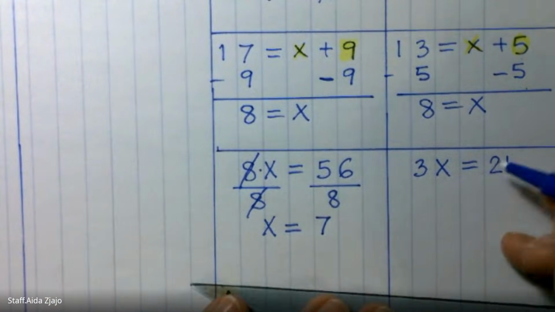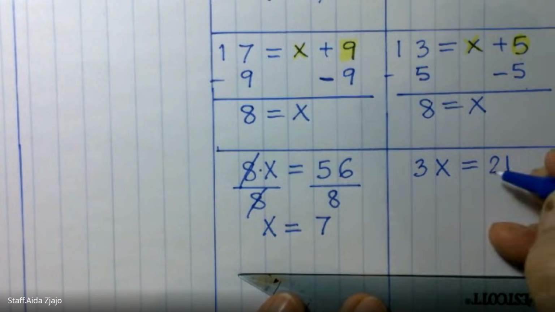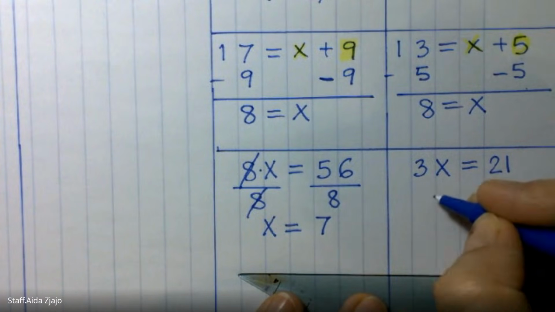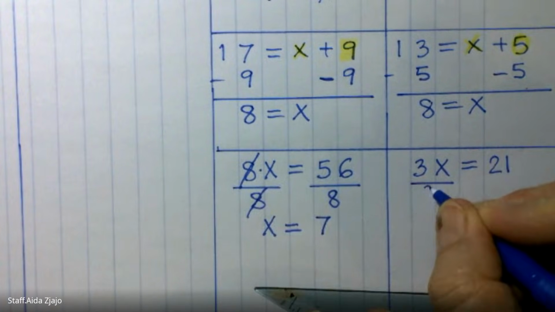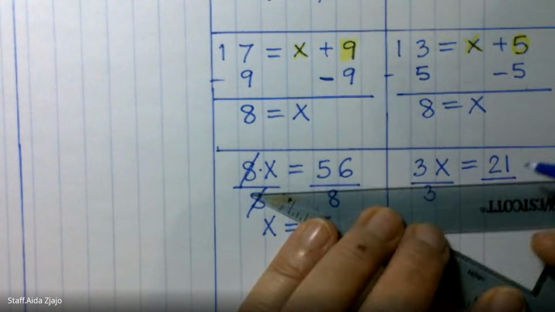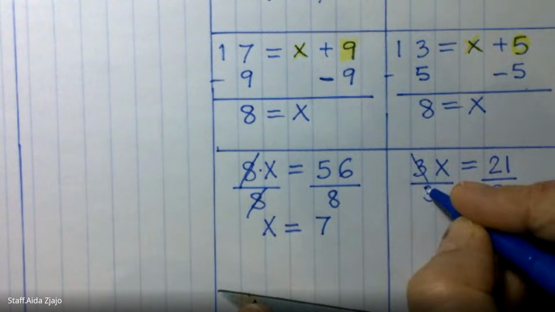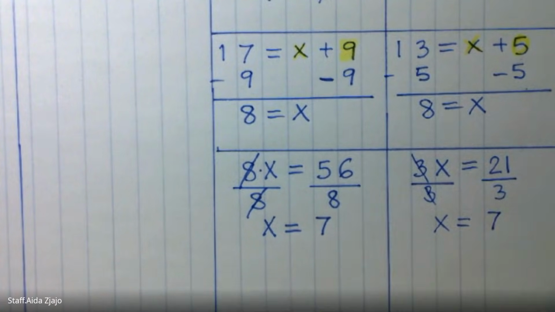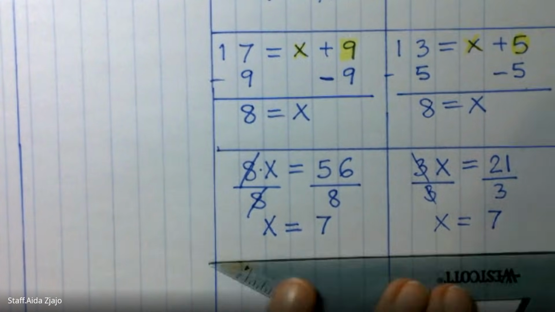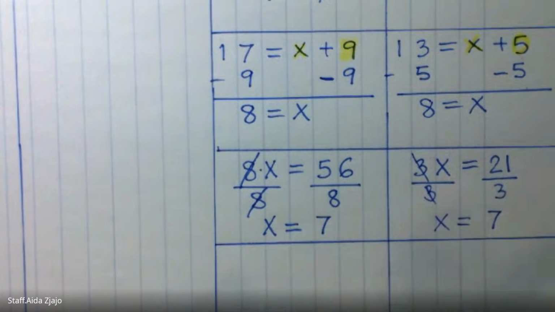Okay, let's see next one. 3x is the same as 21, so 1x is 7 definitely, but how do we prove it? By dividing by 3 on both sides, and then the final x is 7 because 3 times 7 is 21. Okay, I'm going to do the next one.